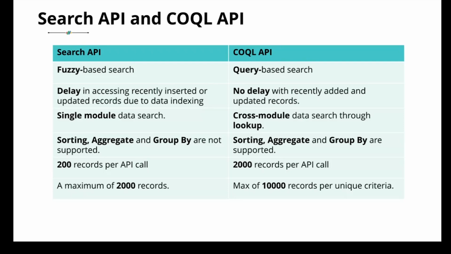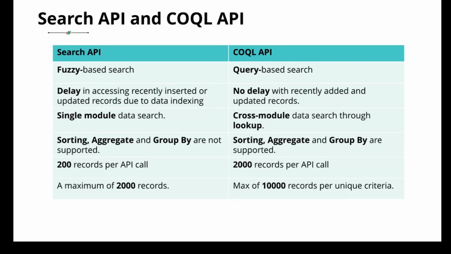And then, like I said, we index the created or updated records in an external search engine. So when you use Search API to retrieve the most recently created or updated record, there is a delay. Whereas in COQL API, we directly give the records from the DB, so there is no delay when you fetch the recently added or updated records. Search API allows you to do a single module data search, whereas COQL API allows you to query for data across modules because they are connected through lookups.